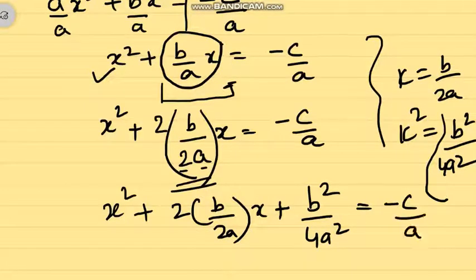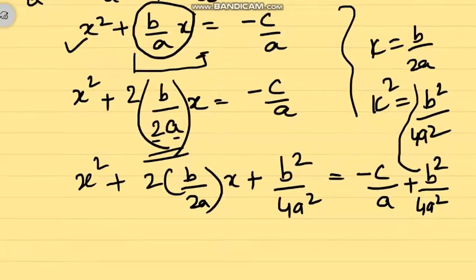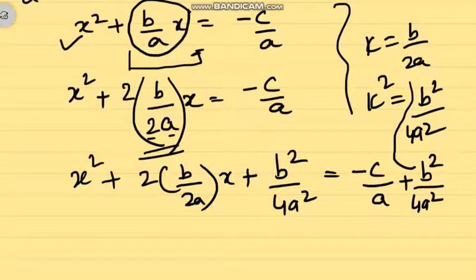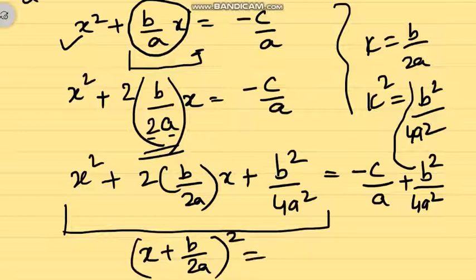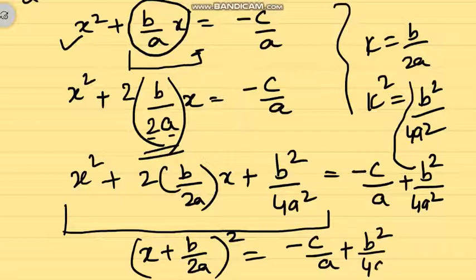So you will get x square plus 2b by 2a into x plus b square by 4a square equal to minus c by a plus b square by 4a square. Now see here what you are getting. You are getting your (x plus k) whole square. (x plus k) whole square means (x plus b by 2a) whole square equal to minus c by a plus b square by 4a square.